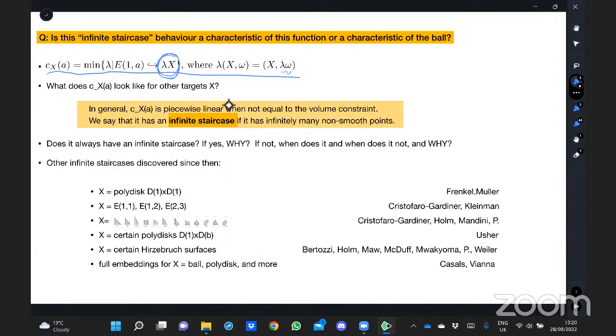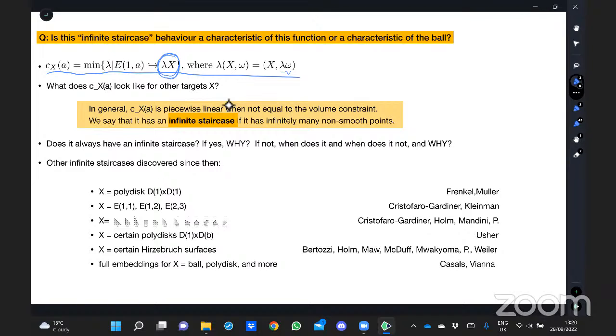And it turns out that in general, the function is piecewise linear when it's not equal to the volume constraint. So exactly what we saw in the other example. And we say that it has an infinite staircase if it has infinitely many non-smooth points. So that's just what I'm going to mean when I say infinite staircase. Okay, so the question is, does it always have an infinite staircase? If yes, why? And if not, when does it and when doesn't, and why is that? So since that paper of McDuff and Schlenk, there were other infinite staircases that were discovered.